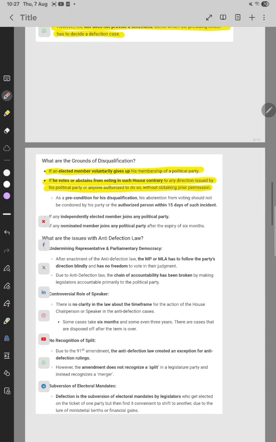If an elected member voluntarily gives up his membership of a political party, it may lead to disqualification, and if he votes or abstains from voting in such a House contrary to direction issued by his political party or any authorized person, without obtaining prior permission. We already discussed about this.